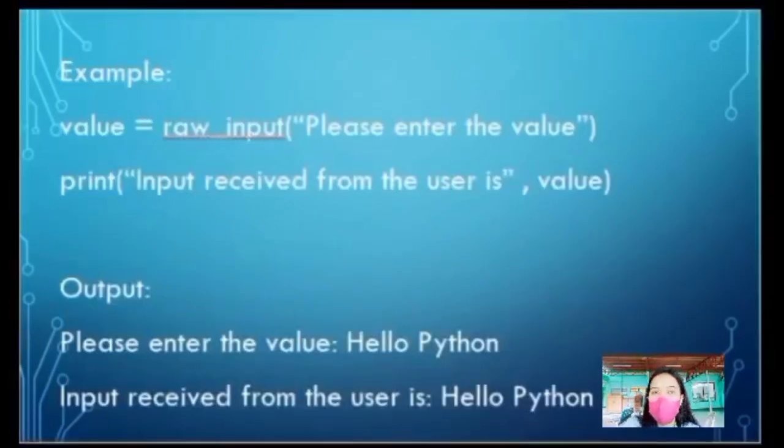Example: value = raw_input("Please enter the value: "), then print("Input received from the user is", value). The output of please enter the value is Hello Python. Input received from the user is Hello Python.